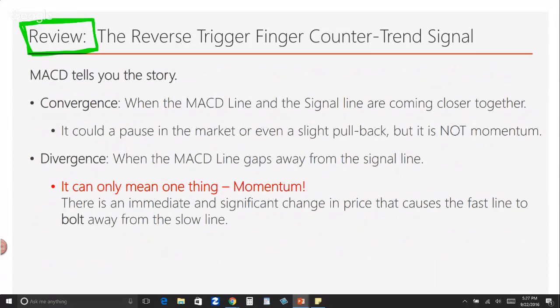And it could be a pause in the market or even a slight pullback. But what I can tell you is it is not momentum. But divergence is when the MACD line gaps away from the signal line. That can only mean one thing. It means momentum. There is an immediate and significant change in price that causes the fast line to bolt away from the slow line, and the MACD tells you the story.